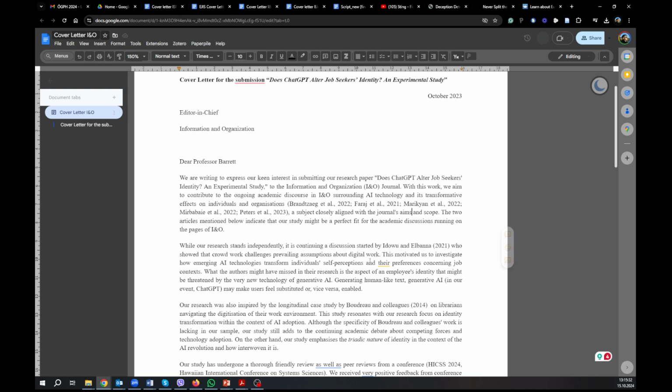This motivated us to investigate how emerging AI technologies transform individual self-perception and their preferences concerning job context. What the authors might have missed in their research is the aspect of employees' identity.